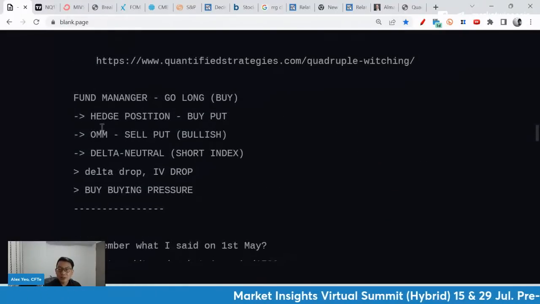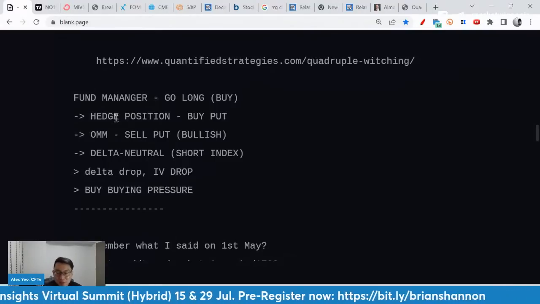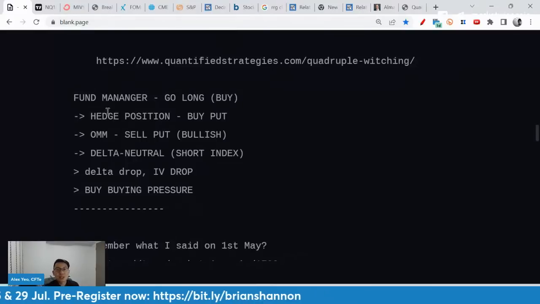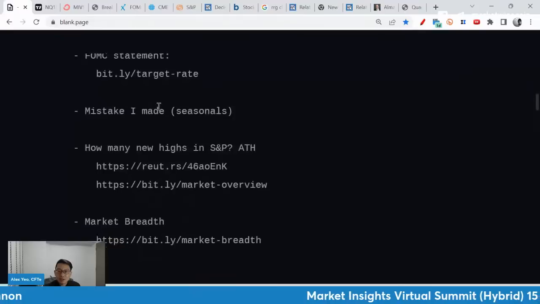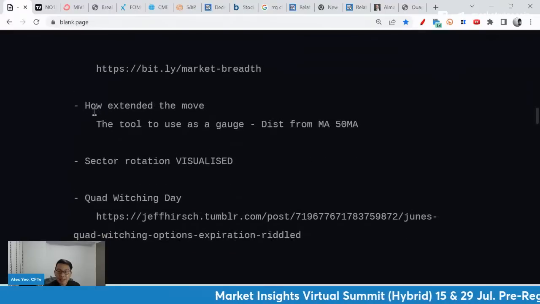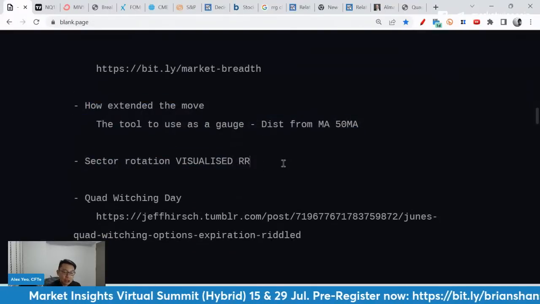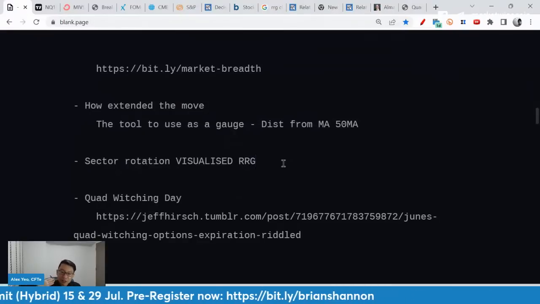Again, why the market tends to go up before the OPEX. This is an oversimplified thing. It's a simplified version. There's a lot of moving parts around. Then the extended move, distance away from moving average, and the sector rotation. This is the RRG. I think there's a one month trial. You can just try out for 1 month, 2 months, whether you think it's useful or such.